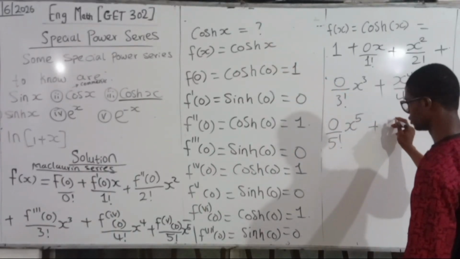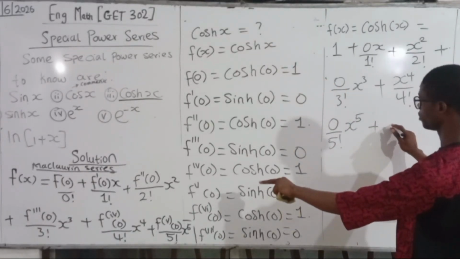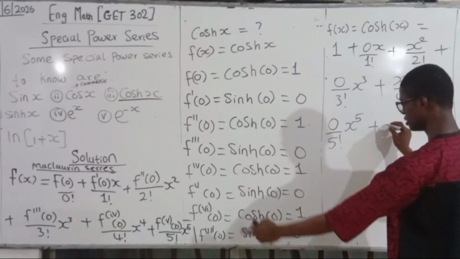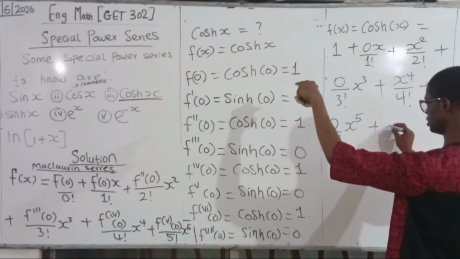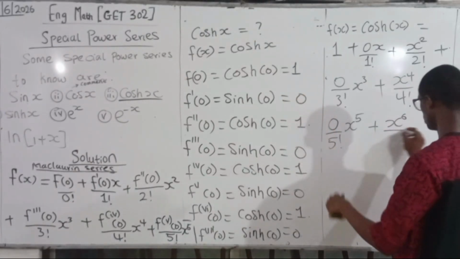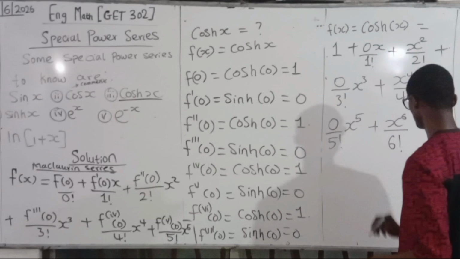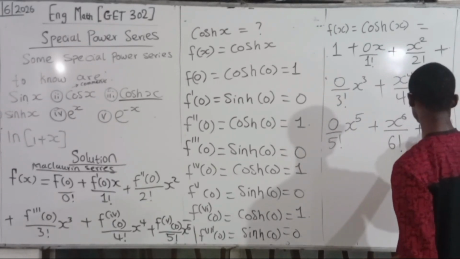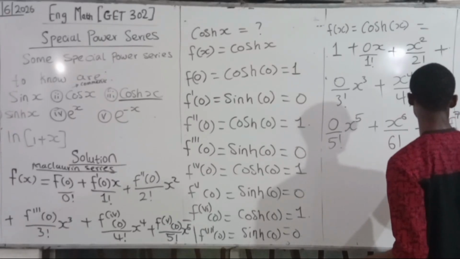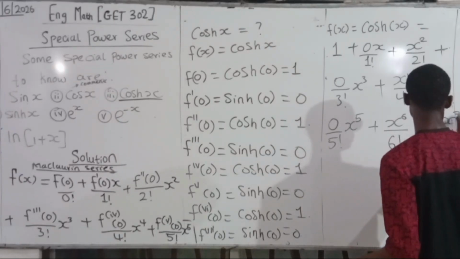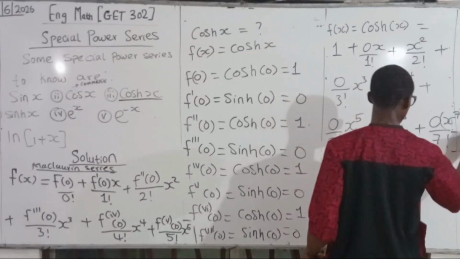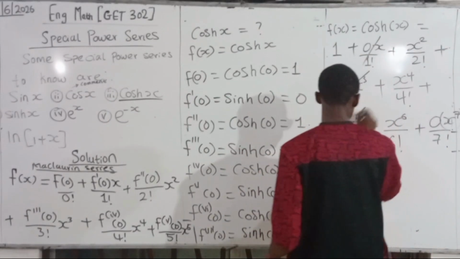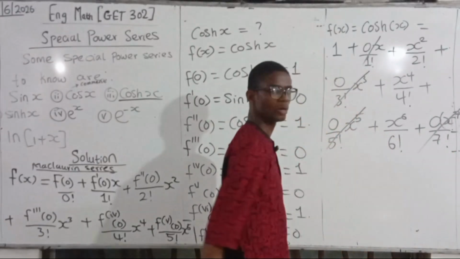I omitted those ones, but you should also know them. The sixth derivative, that is this guy, 1, which is 1 times x to the power of 6 this time around. So it will be x to the power of 6 all over 6 factorial. The 7th will also go to 0. That's 0 times x to the power of 7 all over 7 factorial. That is what you have, and it will keep going. So all the zeros will go, all the odd numbers will go out.